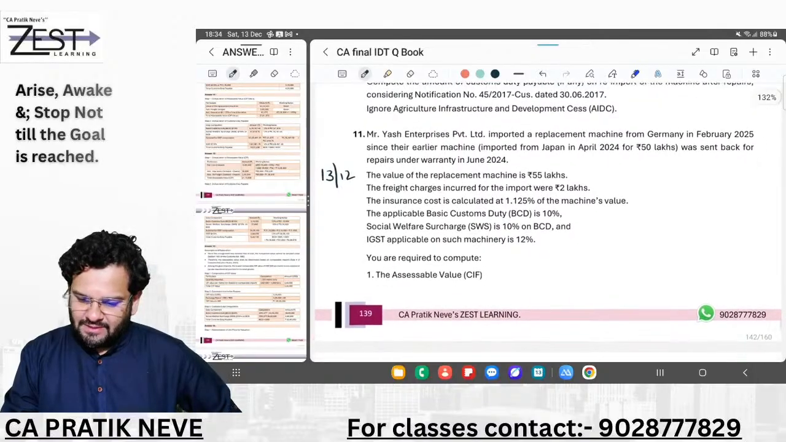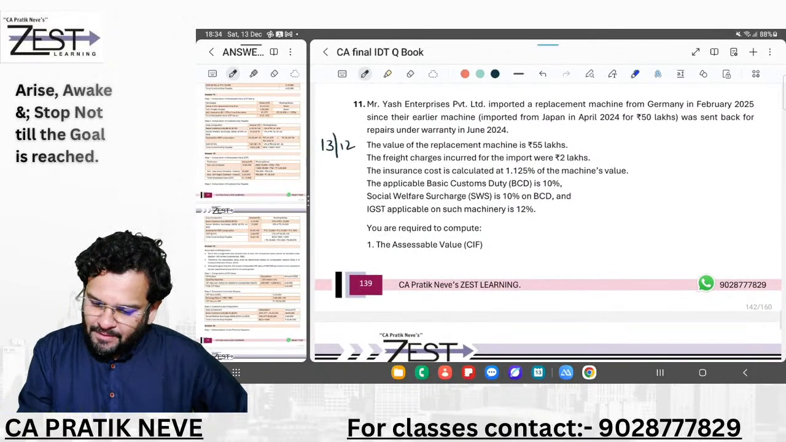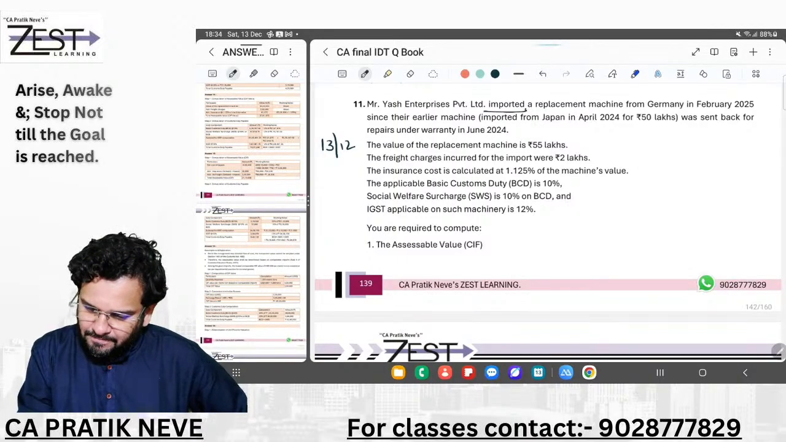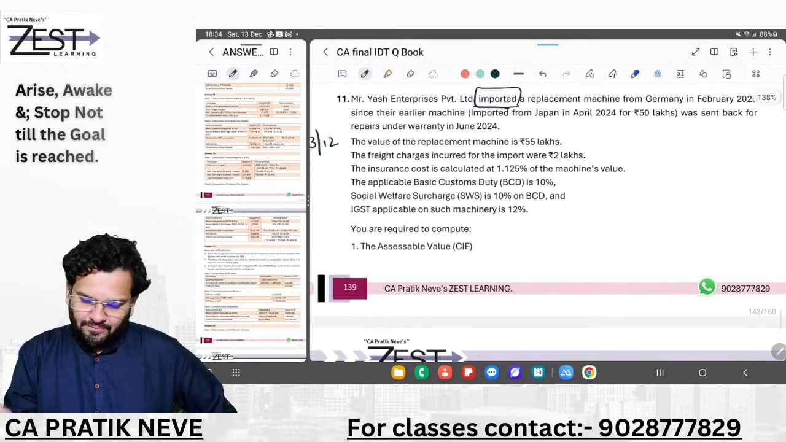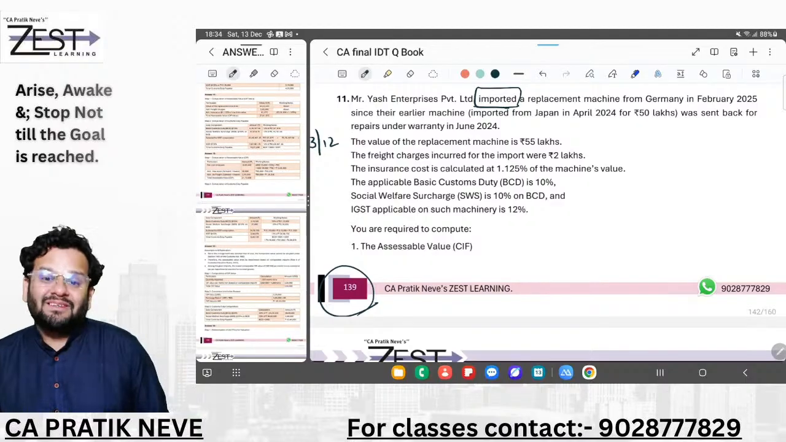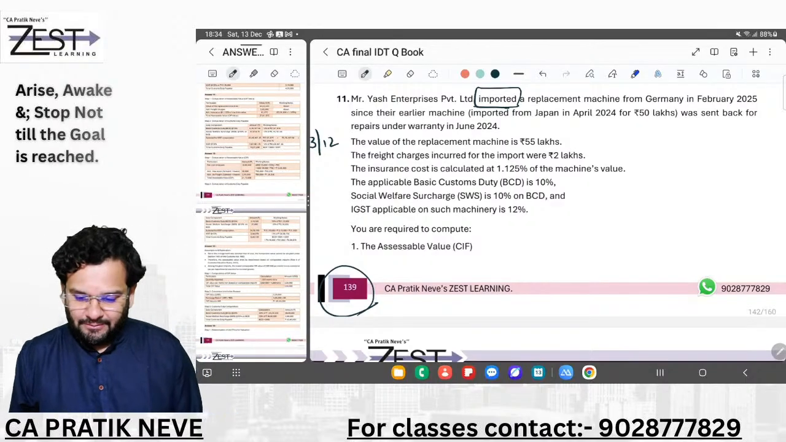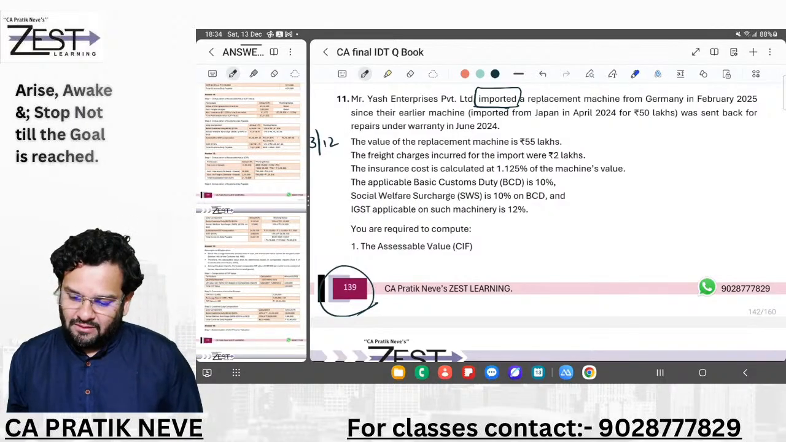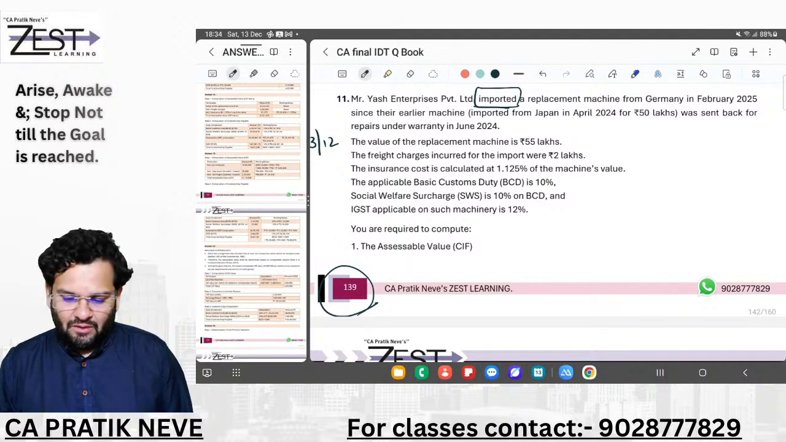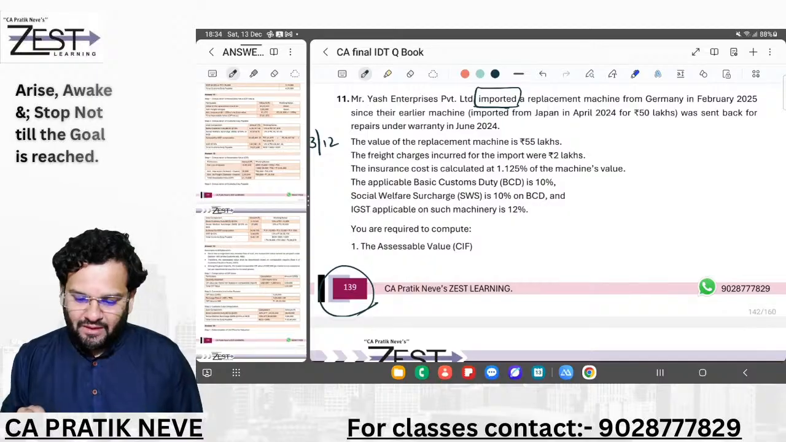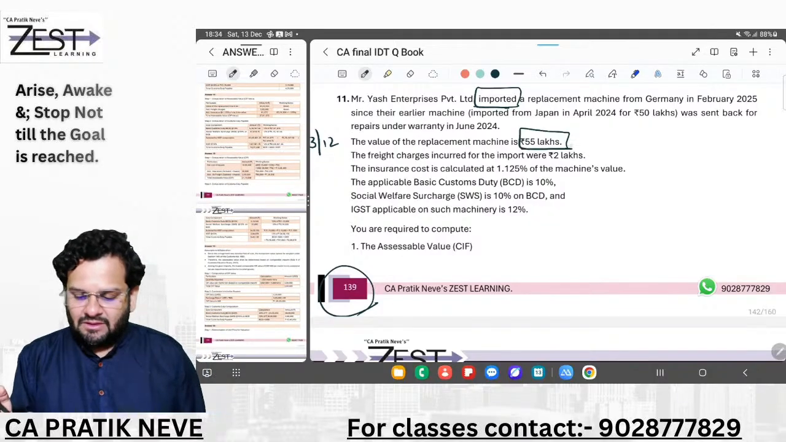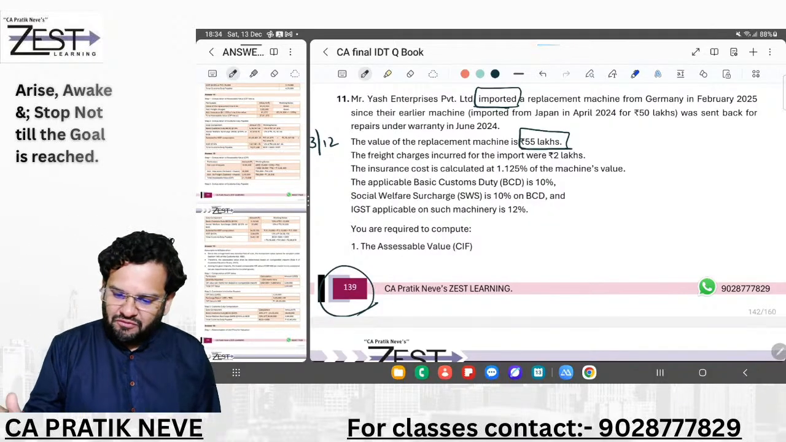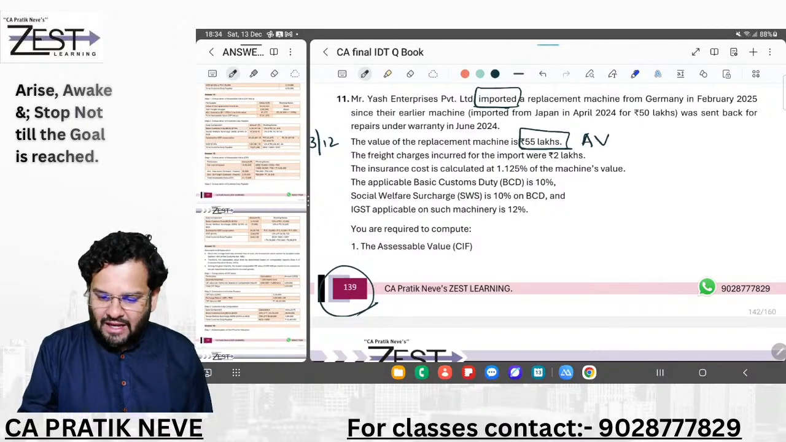Yash Enterprises Private Limited imported a replacement machine from Germany in Feb 2025. We are doing the 11th question on page 139, and we are going to solve this in detail. The earlier machine imported from Japan in April 2024 for 50 lakhs was sent back for repairs under warranty. But anyways, they have imported the machine now of 55 lakhs, so they will have to pay the duty. So 55 lakh becomes assessable value.